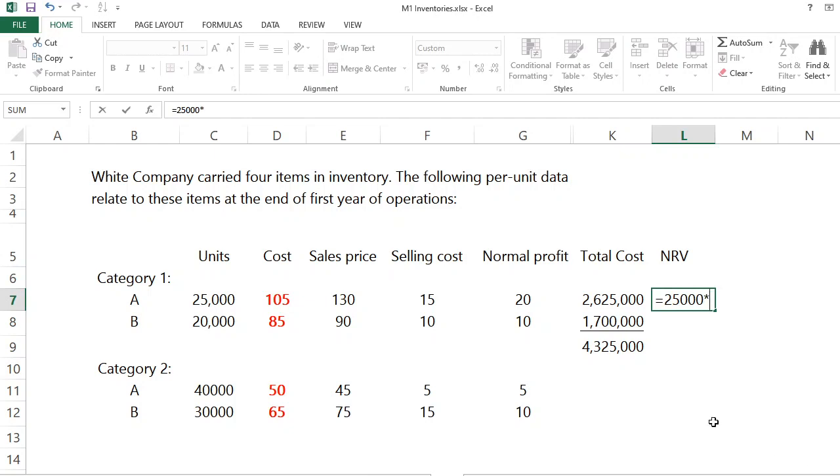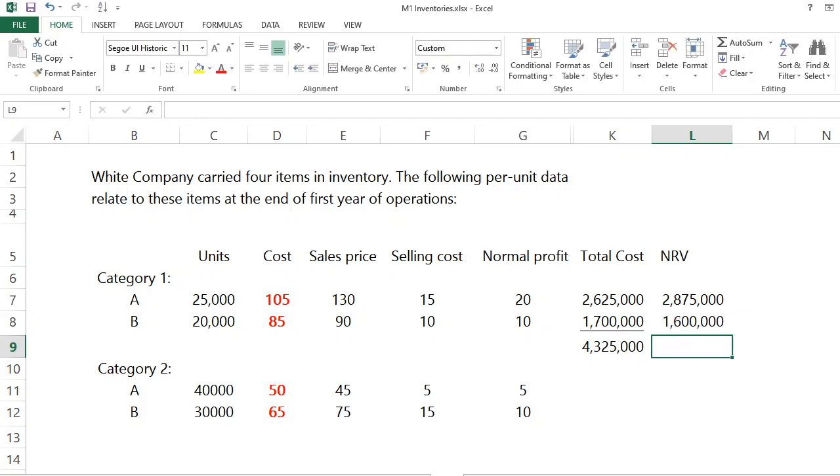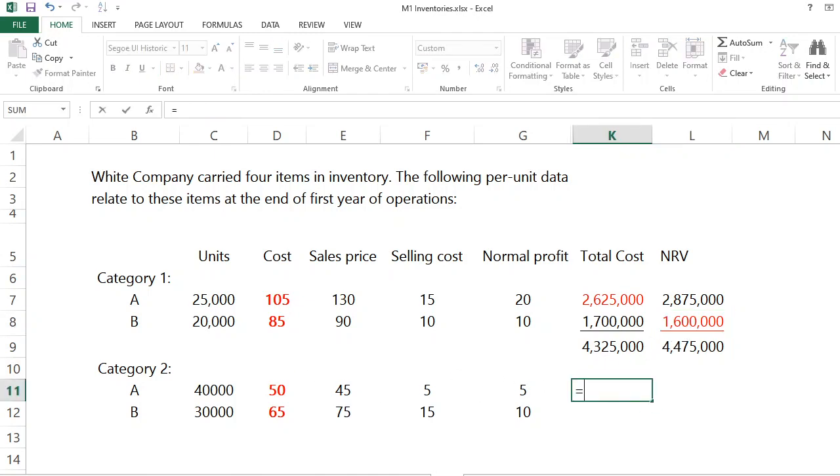And our NRV, on the other hand, is 25,000 times 115, right? So that's 115. And the next, we have 20,000 and our NRV is 80 pesos. That's 190 minus 10. Therefore, we have NRV of 4,475 in total. Whichever is lower, we follow by category: 2,625, right? And 17 versus 16, so 16. So 2,625 and 16.